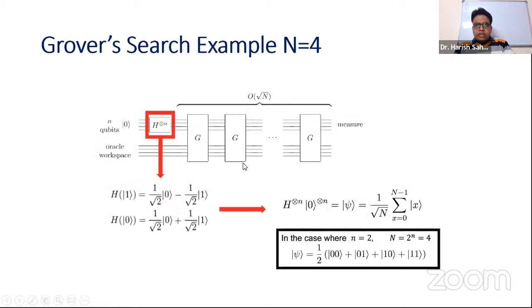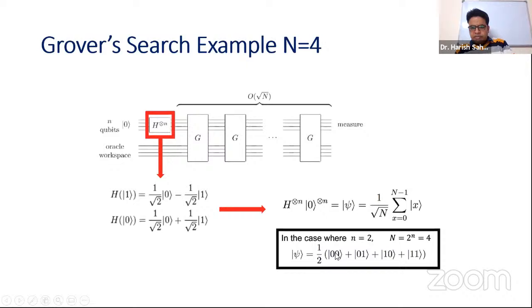Now we will see how the steps are performed for N equal to 4. In that case, what is the small n for capital N equal to 4? The small n is basically 2. So we will take 2 qubits here and initialize them with 0. Then we will apply Hadamard on them. After this Hadamard application on these 2 qubits initialized with 0, we will have all possible choices of 2 bits.